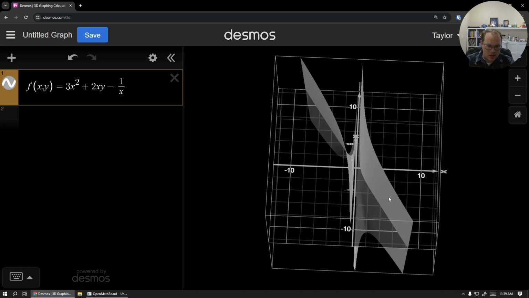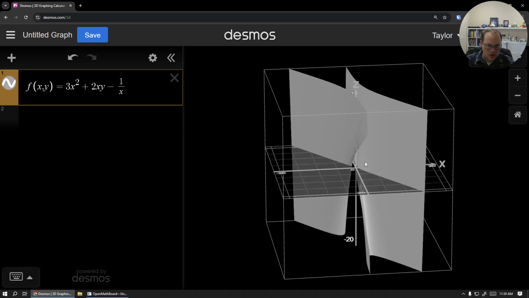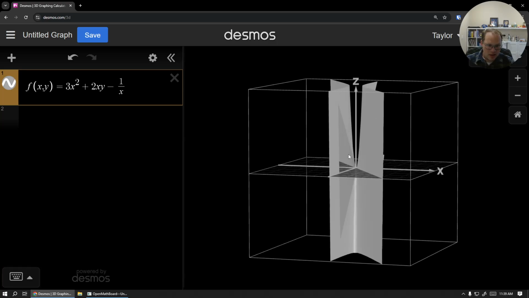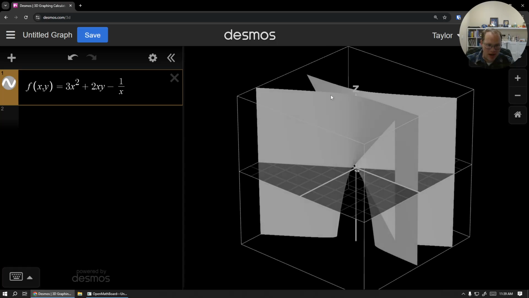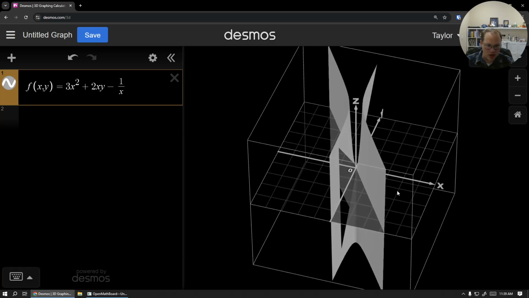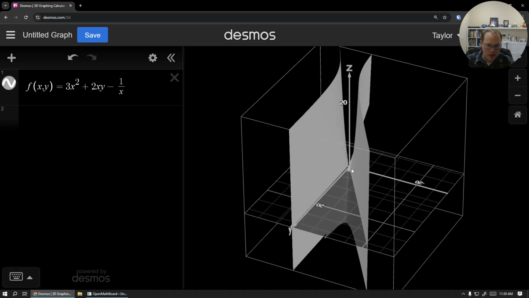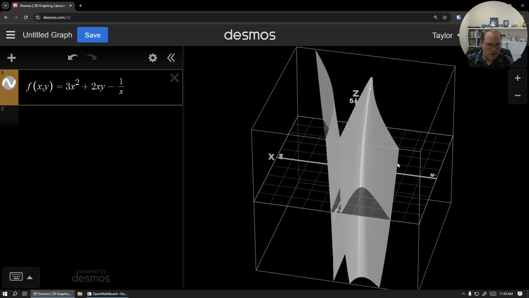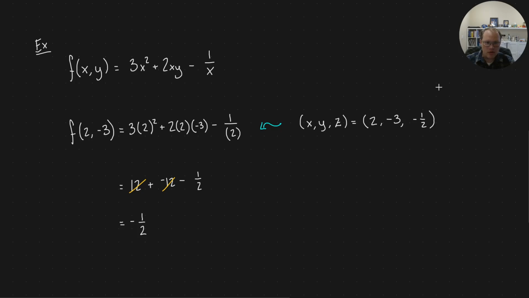No, that really does look like two pieces. Okay, really interesting looking surface. You could see there are places where the 3D graphing calculator actually struggles to plot it because it has some really interesting geometry. Okay, but I wanted to just emphasize that we do actually get a surface here. And the particular point we found, (2, -3, -1/2), is a point that lies on the surface.